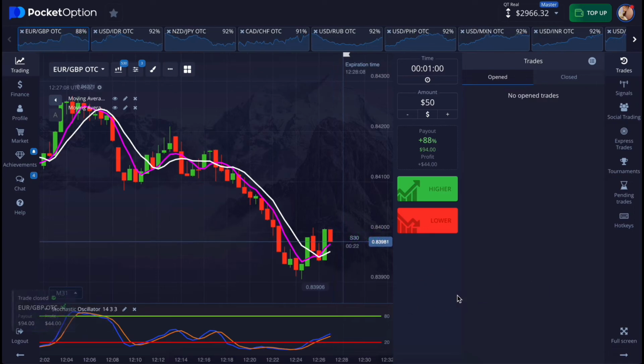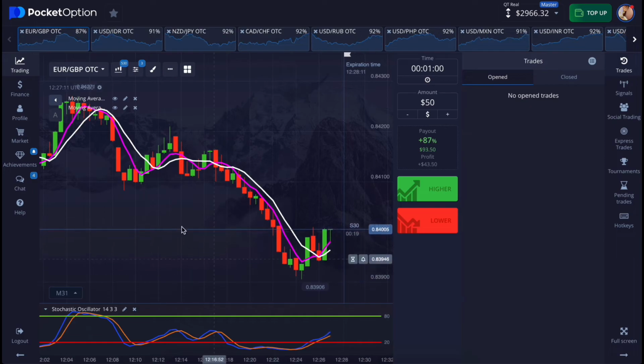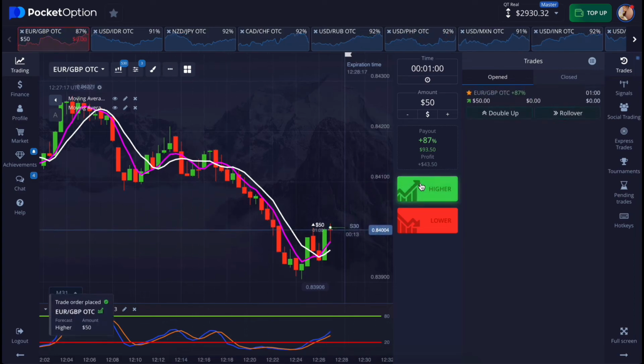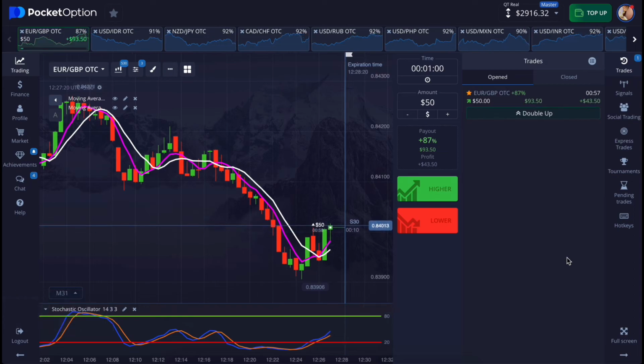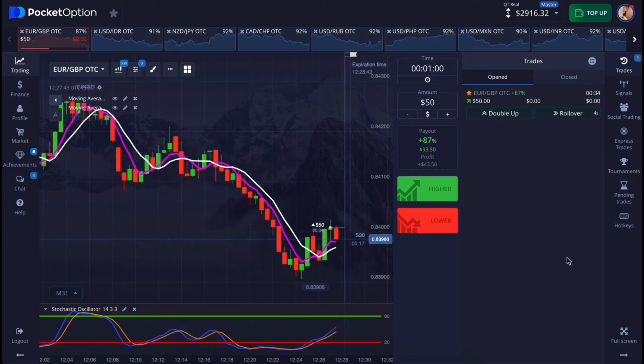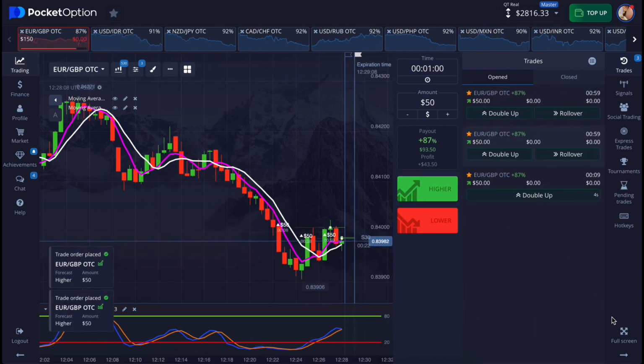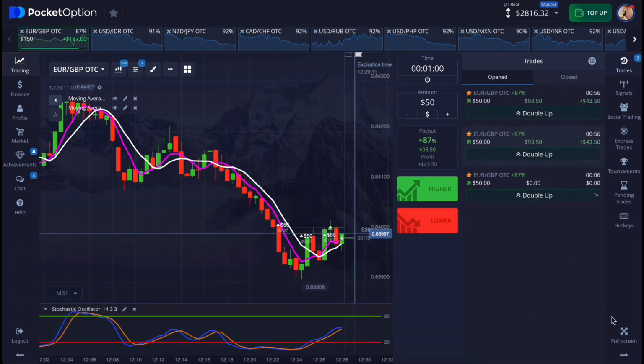So here our entry has 1, but there is a high possibility of the market going higher, because right now the market is moving near the cross, and the stochastic line is also moving around 20. So once you have a good confirmation, you can place a few entries on the same chart like I have placed here. So after placing the trade, the market has moved down 1 candle, so I have placed the entry 2 more times.